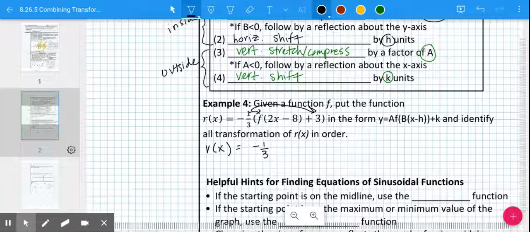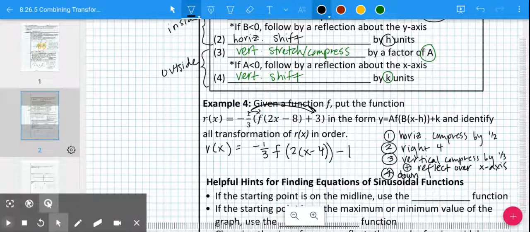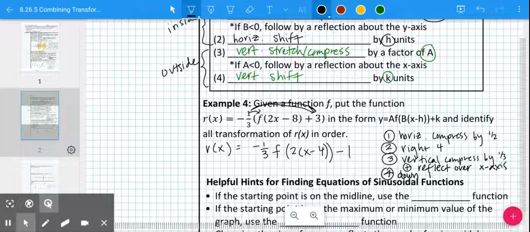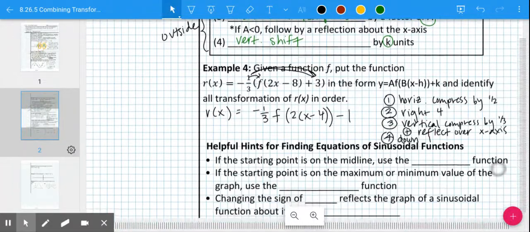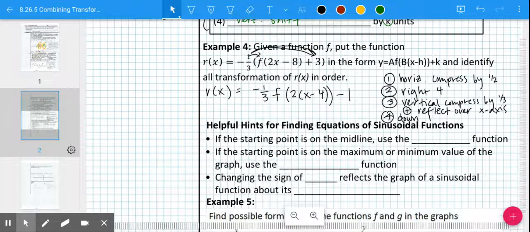So we're going to have a negative 1/3 f. Factor out the 2 in here so we can get this looking like a horizontal shift. And then the negative 1/3 also applies to that plus 3, so it'll make that a minus 1 at the end there. You want to be really careful that you caught that. Now go ahead and identify all transformations in order. Starting inside and working our way out, we're going to horizontally compress it by 1/2 and then shift it right 4. We're going to vertically compress by 1/3 and reflect it over the x-axis. And then the very last thing will be to shift it down 1. So 4 transformations in total, kind of 5 if you think about the reflection as a separate transformation.